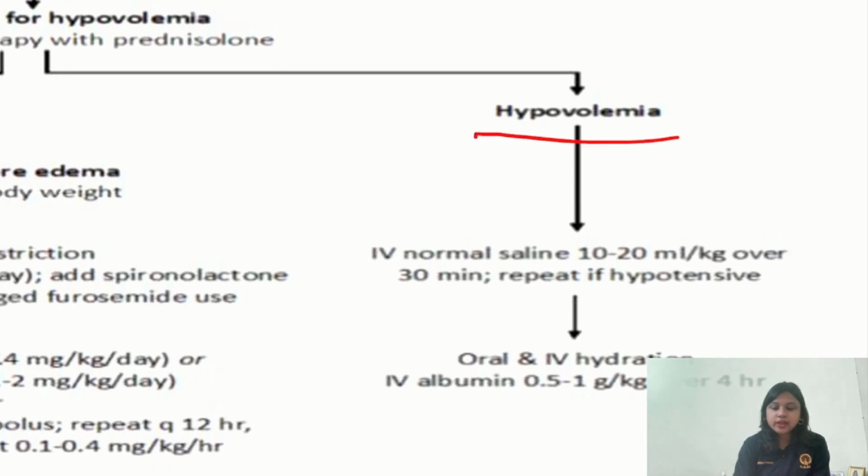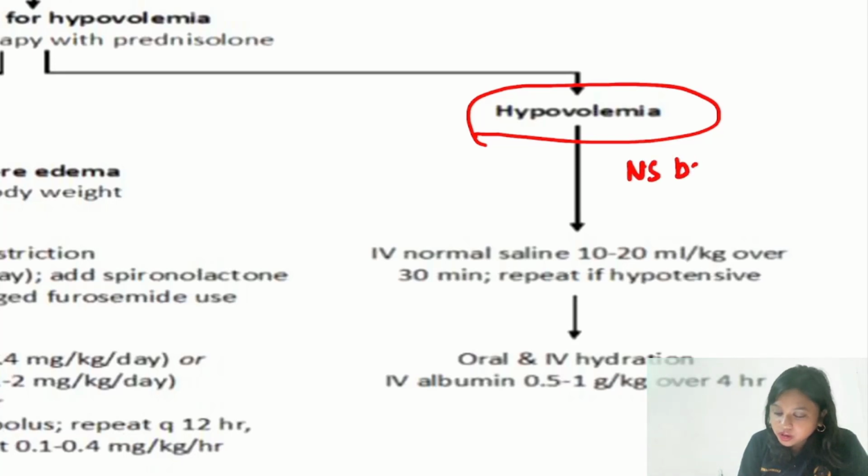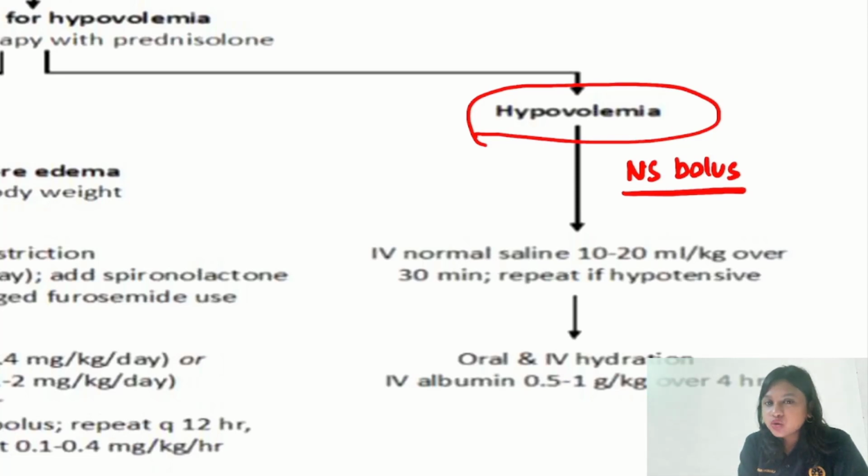So what to do next in a child with hypovolemia? I can frame the question like this: a child presents with nephrotic syndrome, there is presence of edema along with low volume status, the child did not pass urine for the last 8 hours, what to do next? This is a clinically oriented question and you must be very thorough. Remember one thing, if there is low volume status, the answer will be normal saline bolus. So IV normal saline is what you need to give.